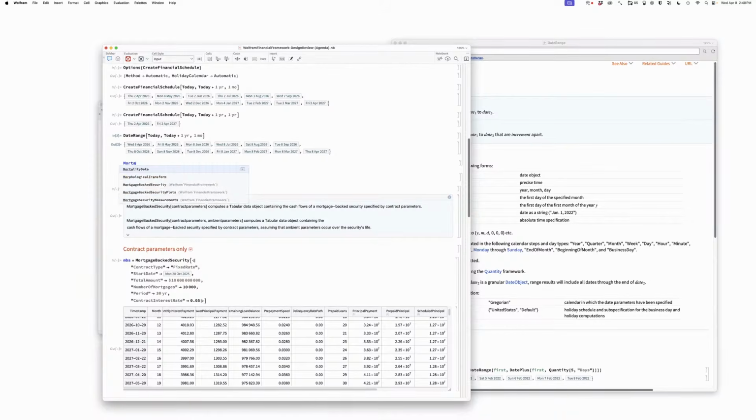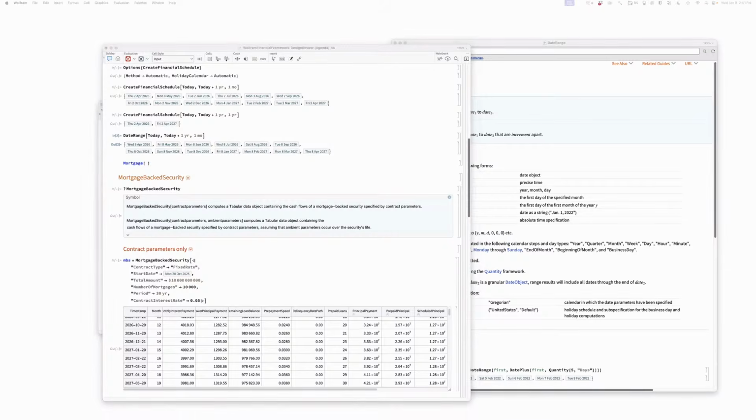Okay, I have a much more basic question. If I go to Wolfram Alpha and I ask it about a mortgage, I get a bunch of information. We should have that here, obviously. Yeah. So the mortgage-backed securities, because their pools are a little more complicated.